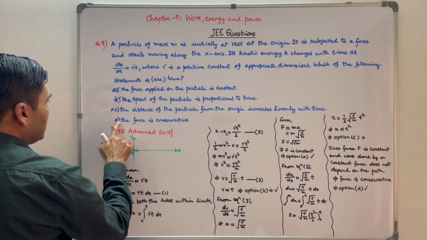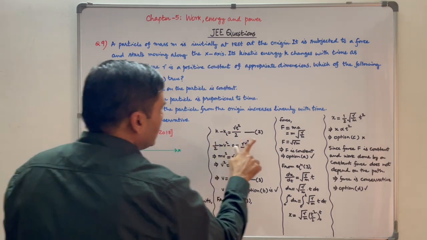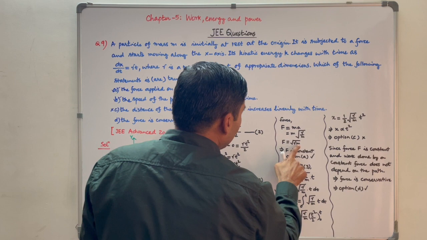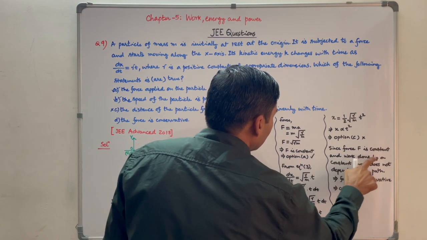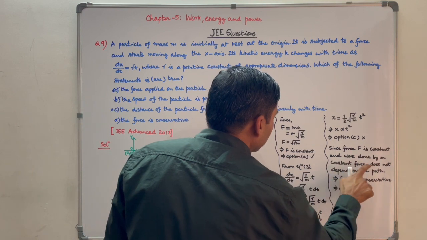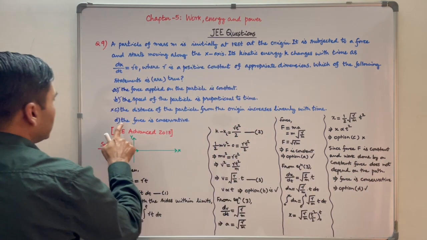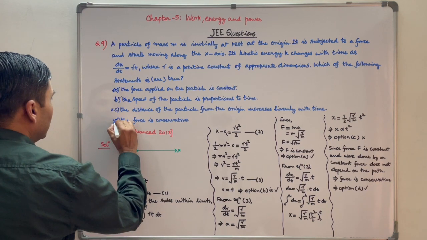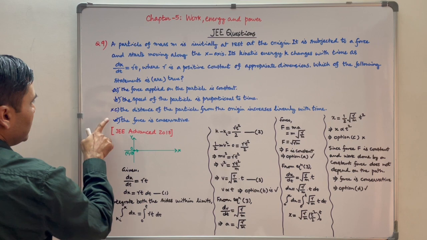Let us check statement D. It says the force is conservative. Here force is equal to under root gamma m, which is constant, and we know that work done by a constant force does not depend on the path. So this force is conservative. So this statement also is correct. So correct statements are statement A, B and D.